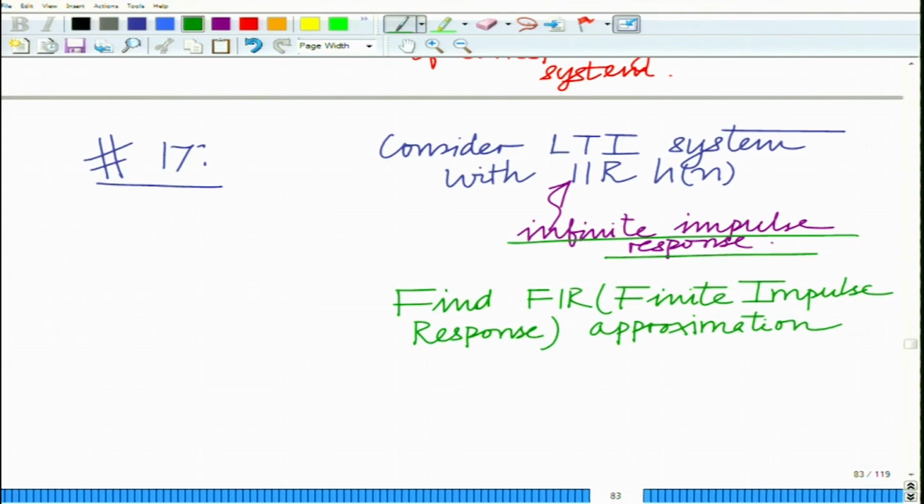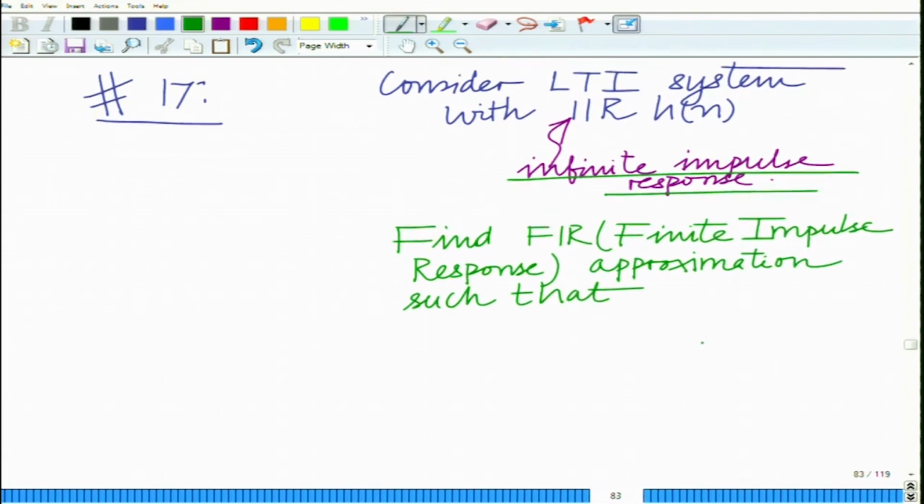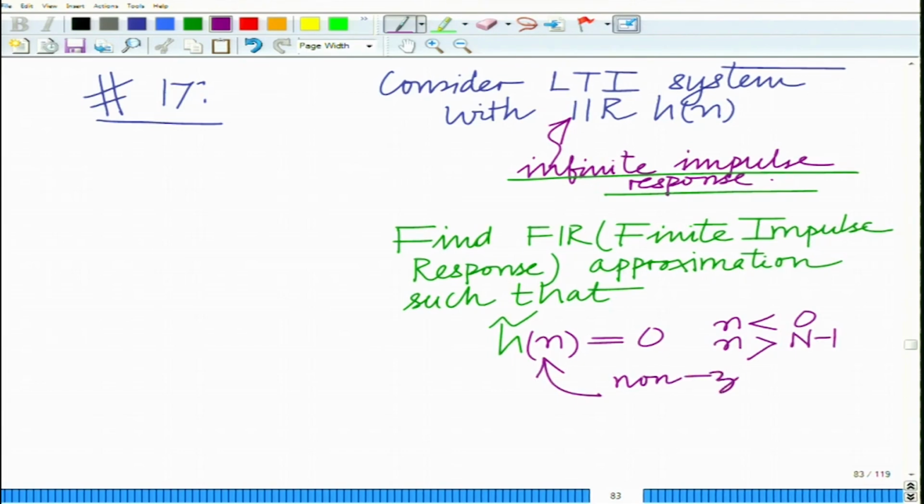Find an FIR approximation such that h tilde n, so this is a finite impulse response filter, h tilde n equals 0 for n less than 0 or n greater than N minus 1, non-zero only for 0 less than or equal to n less than or equal to N minus 1.